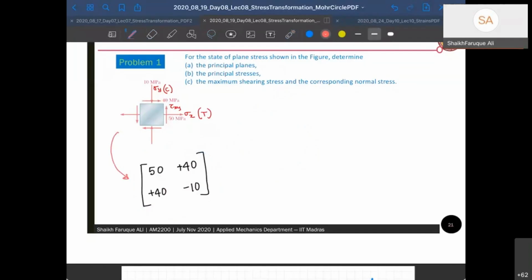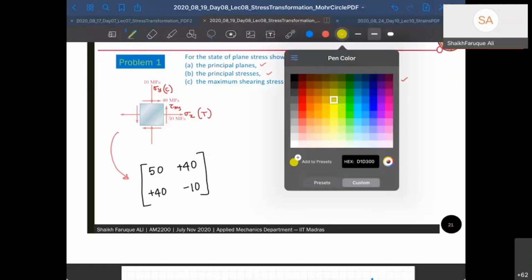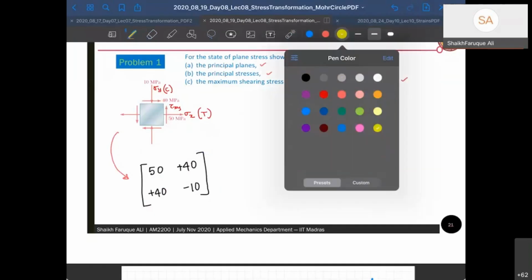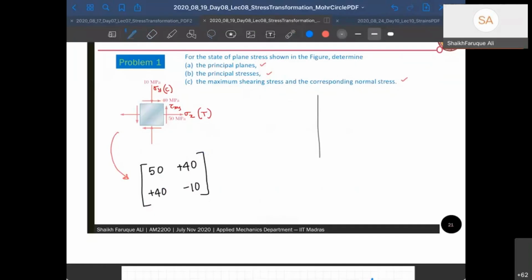All right. Now, how do I draw the Mohr circle? I've been asked to find principal planes, principal stresses, and maximum shear stress and corresponding normal stress. It is very easy to draw a Mohr circle and do it. You can do it with analytical formulas also, there is no problem with that. But learning the Mohr circle is much better because it is easier to do. What I have to do is take 2 axes. Let's make it a black color. This is one axis, and that is the other axis. This is my positive sigma, and that is my positive tau.